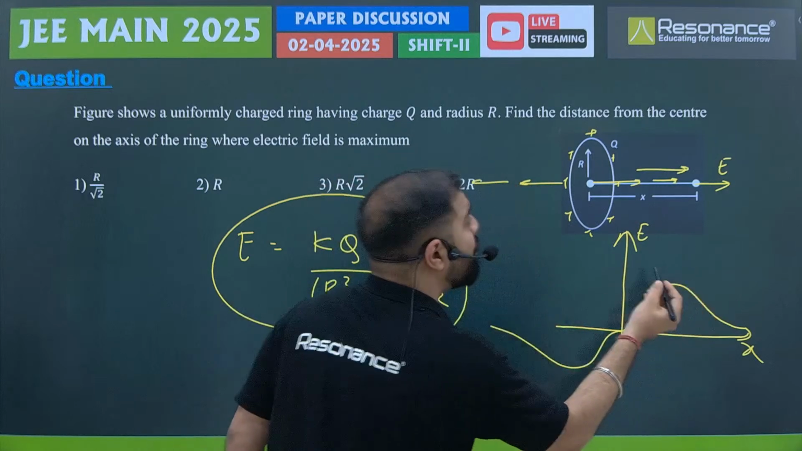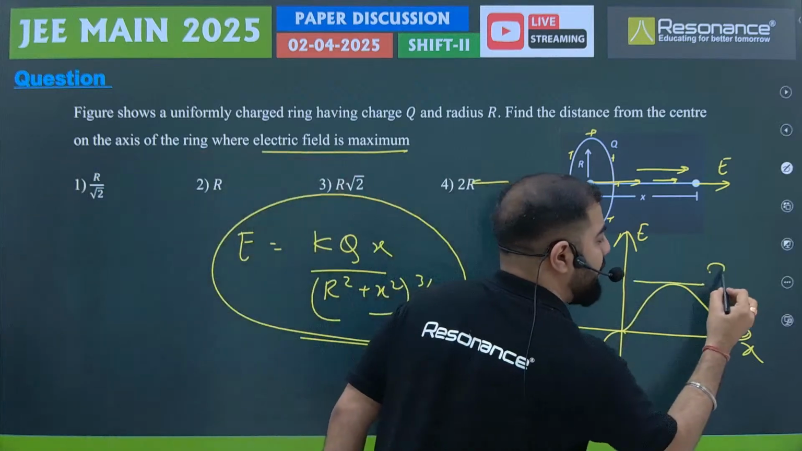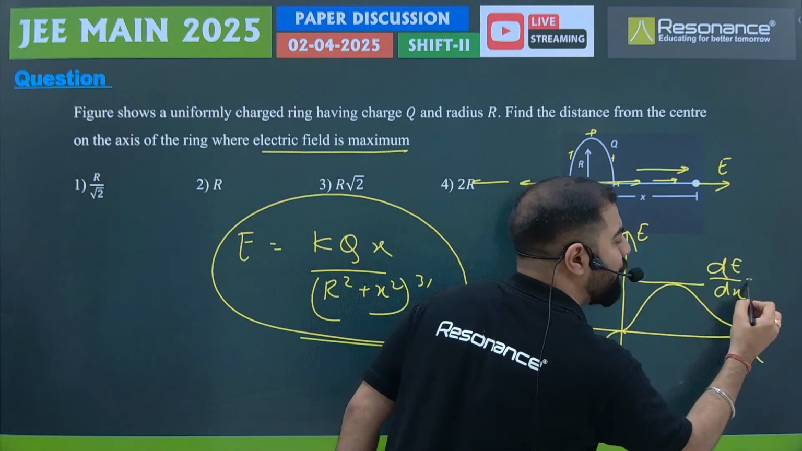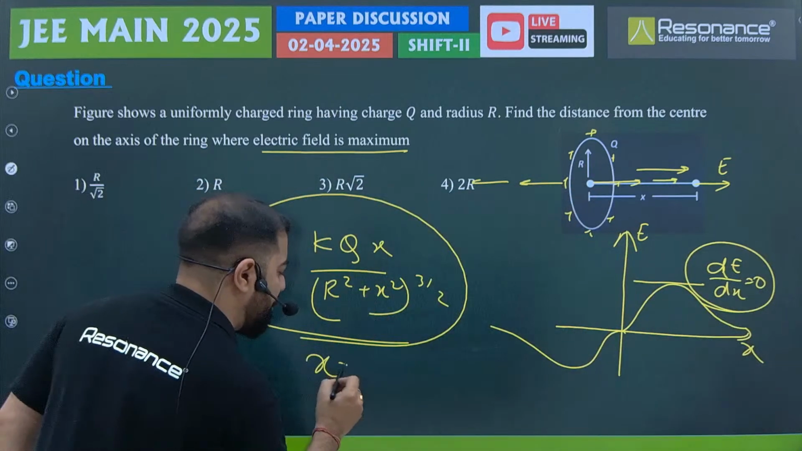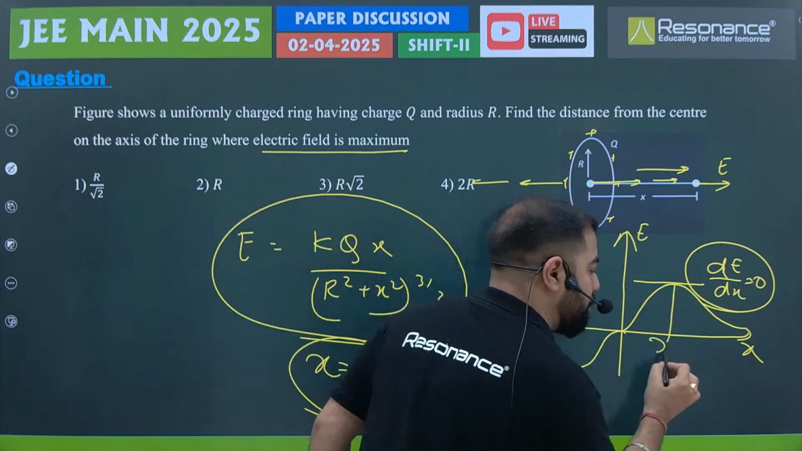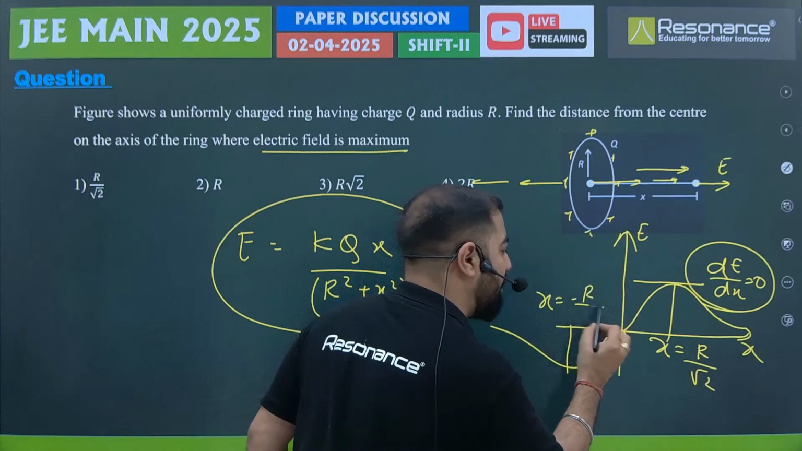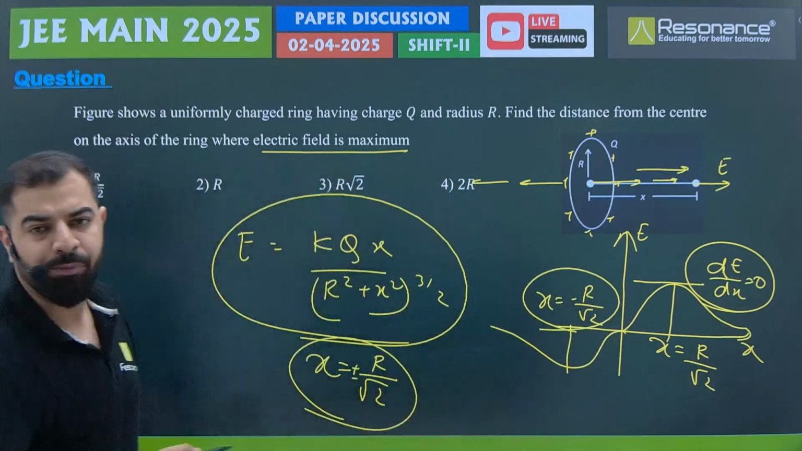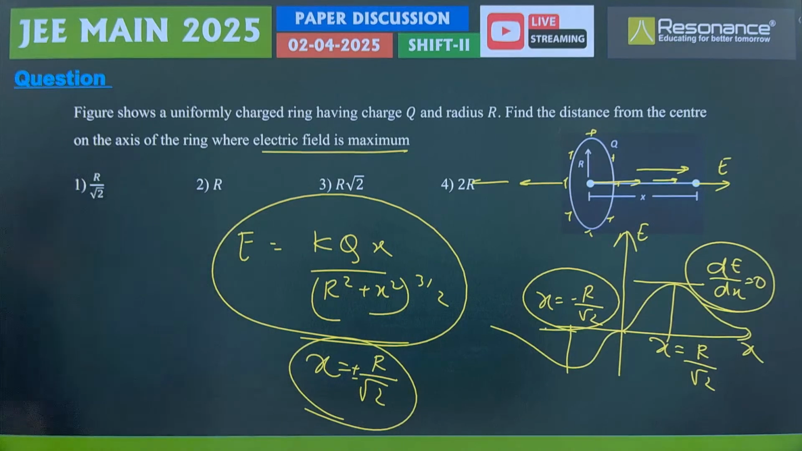Anyways, for the point of maximum electric field we apply dE by dx equals 0. We do this in a routine way in the class. When we differentiate this and equate to 0, the value of x comes out to be r by root 2, plus minus. So there will be two answers actually: x equals r by root 2 and x equals minus r by root 2. Again, a very standard routine problem. We have seen this problem very often and done this in the class also. Let's go for the next question.